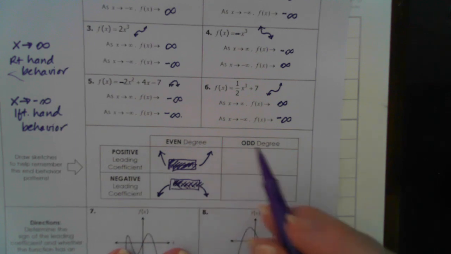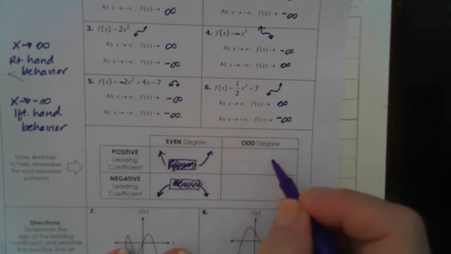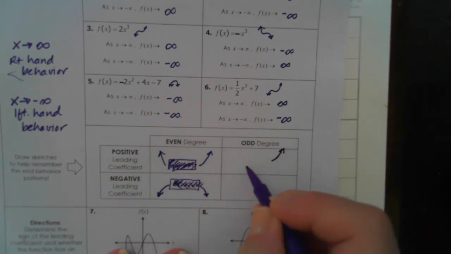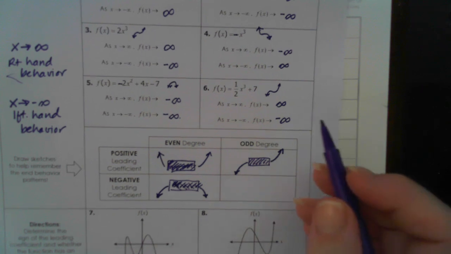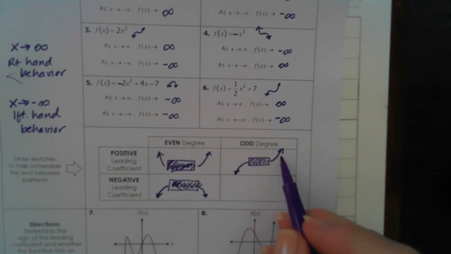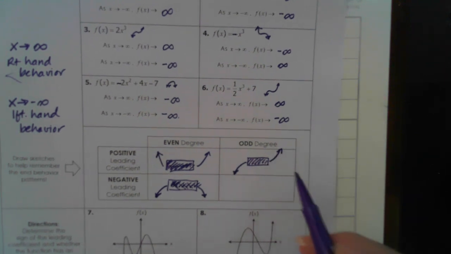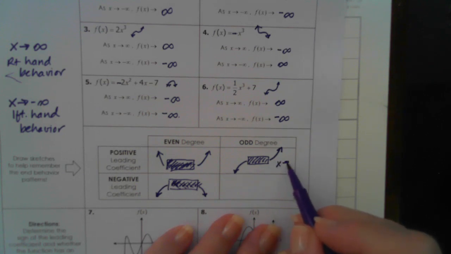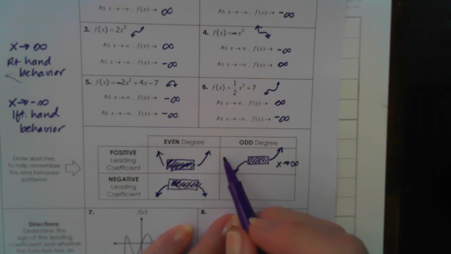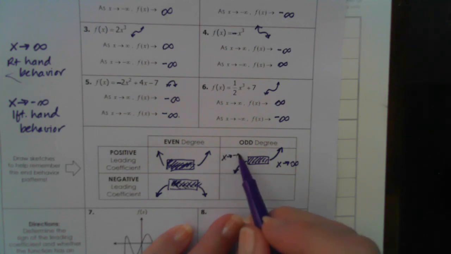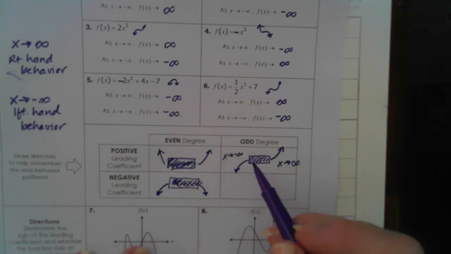When it's an odd degree and positive, like a cubic, the right-hand side's going up and the left-hand side is going down. What's happening in between to connect them doesn't make any difference. But my end behaviors: on my right-hand side, where x is approaching positive infinity, the function is going up. And on this side, when x is approaching negative infinity, it's going down.